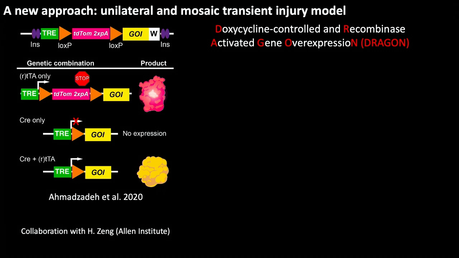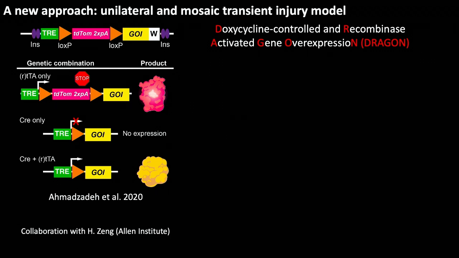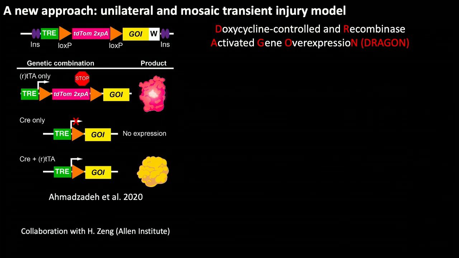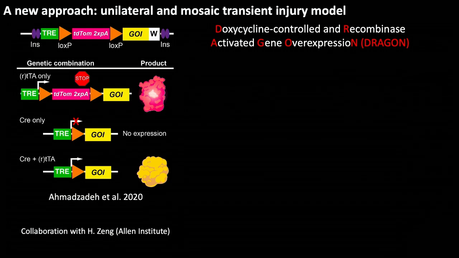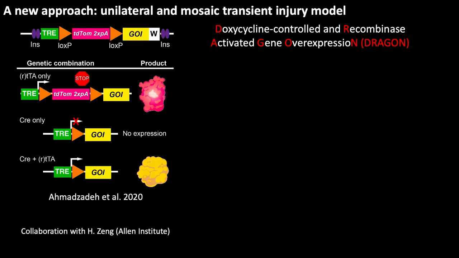But in short, what it means is that in order to express a gene of interest, you need two drivers. You need CRE to get rid of this TdTomato stop cassette, and you need tTA or rtTA to act on the TRE, the responsive element. So if you only have rtTA, you have expression of the TdTomato, but nothing else because of the stop.